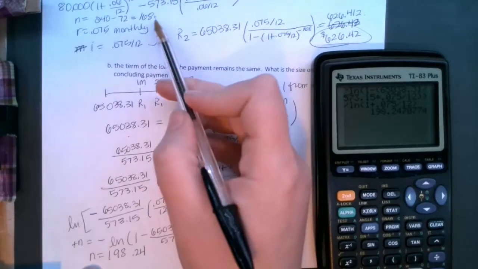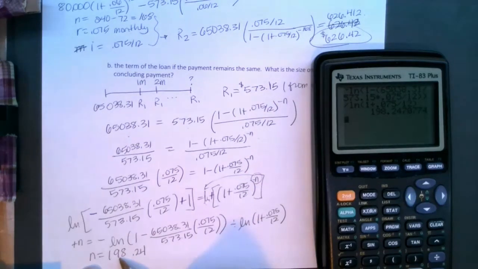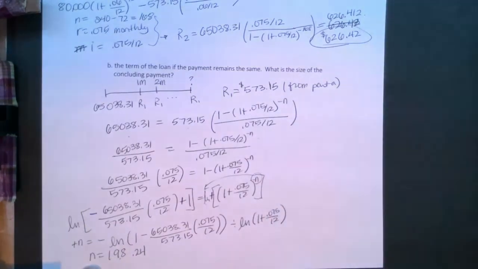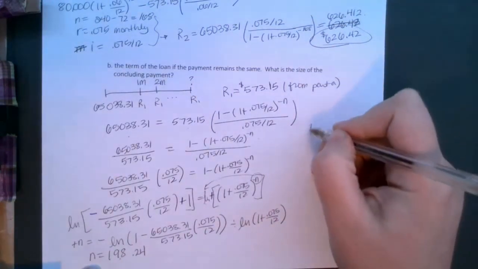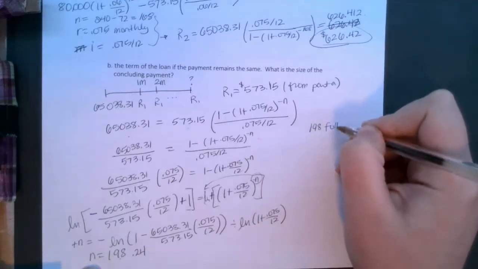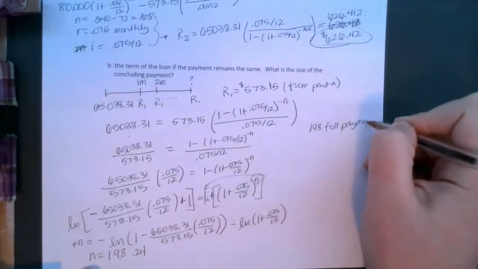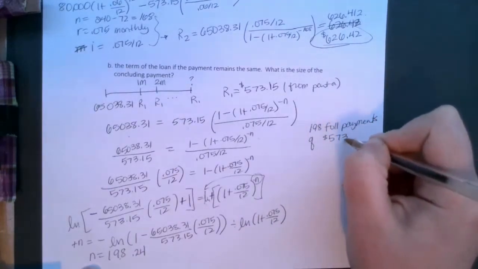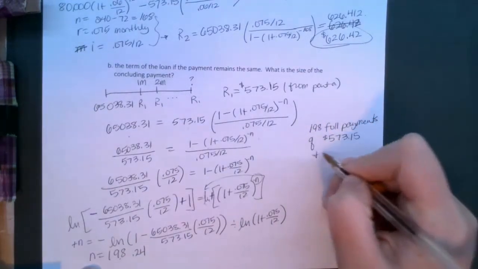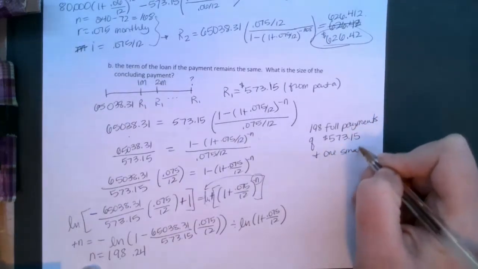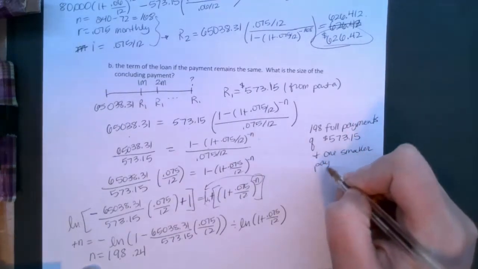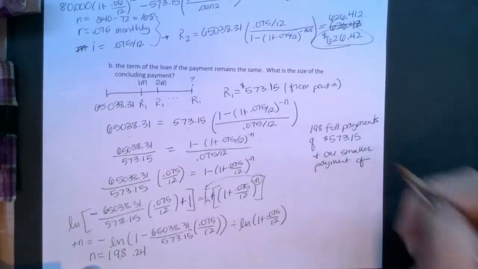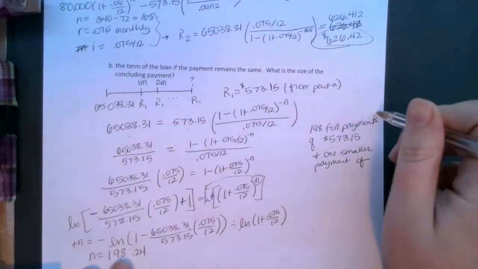That makes sense because it should be more because we're paying the same rate, but we have a higher interest rate, so it's going to take longer for us to pay off. So again, we want to make sure our answer makes sense. And now we have to use the leftover payment. So we know we have 198 full payments of $573.15 and 1 smaller payment of, and then this is going to be our answer.